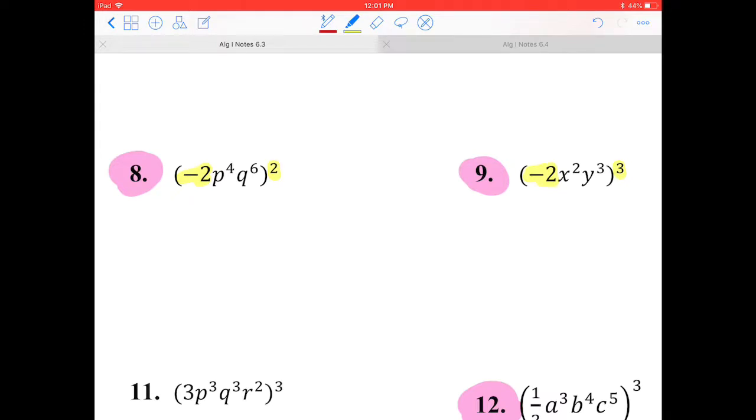If you have an even numbered exponent, your answer is going to be positive, okay? If you have an odd numbered exponent, your answer is going to be a negative.